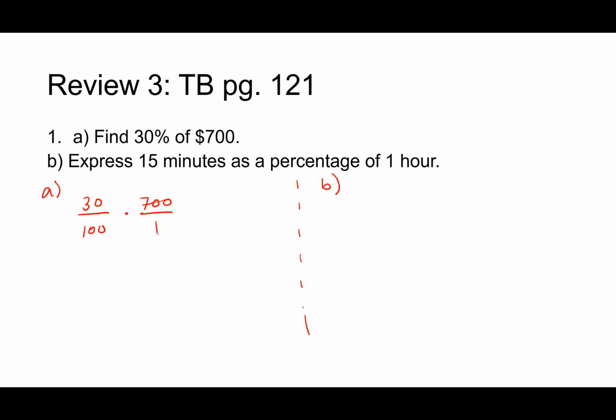Yeah, that's pretty easy, isn't it, you guys? Let's do some cross canceling. Let's cross cancel some zeros. What's my answer? Shout it out. 210 what? Dollars. Okay. All right.